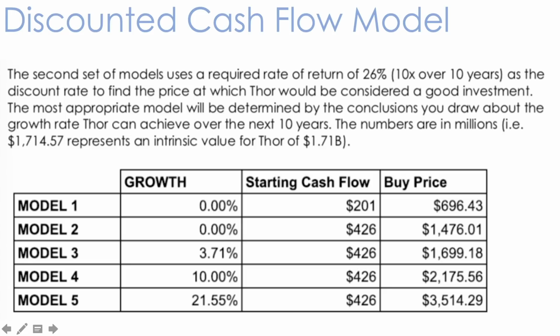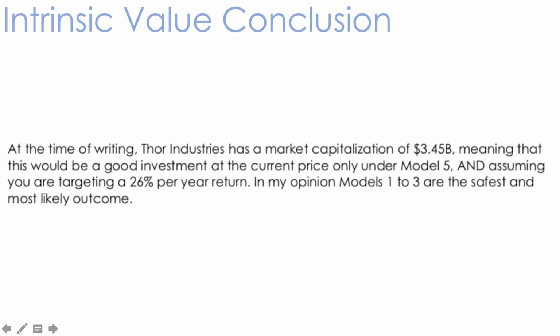So using model 1, we get a buy price of 700 million for the entire business. That's a market cap number. It goes up to 1.5 billion, then 1.7 billion, then 2.1 billion, and 3.5 billion. Now, at the time of writing this, Thor Industries has a market capitalization of 3.45 billion. So that means that this would be a good investment at the current price only under model 5 and assuming that you're targeting a 26% return. So if you're targeting a smaller return, then it could be a buy under different models.